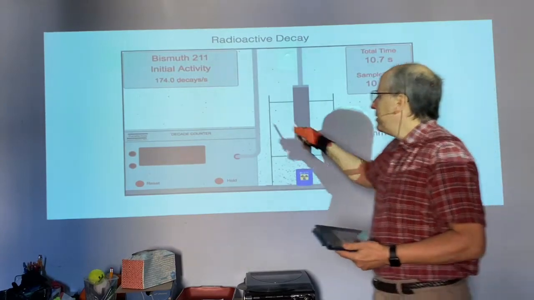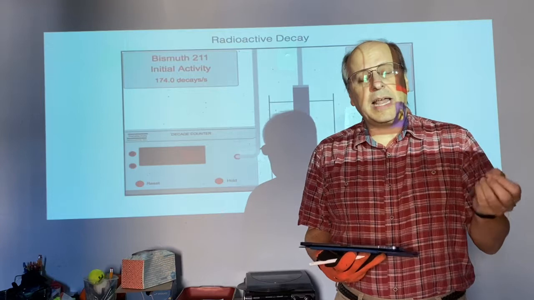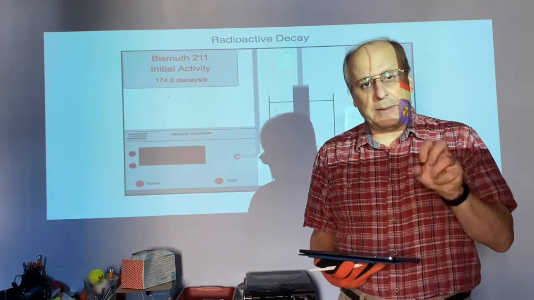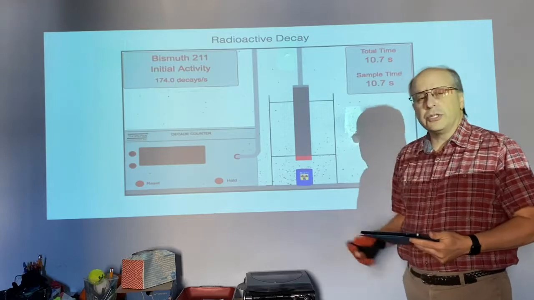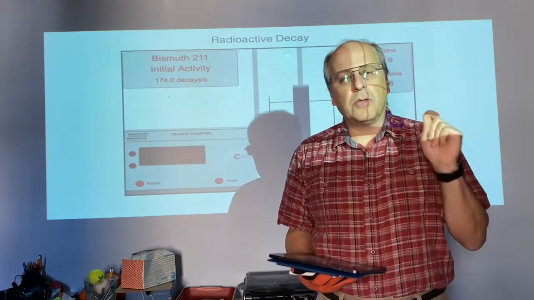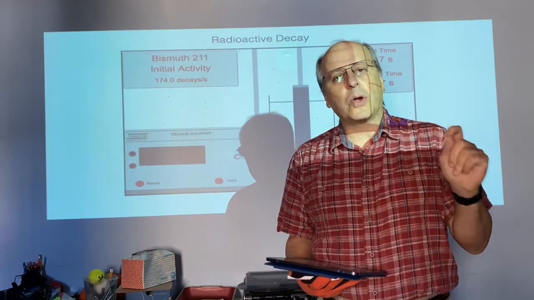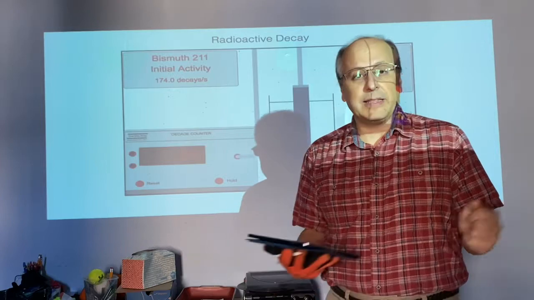We call activity the number of decays that happen per second to a sample. So if we had this barrel, the number of particles that shoot out in 1 second is called the activity. The more particles that shoot out, the more active it is. The fewer particles means it's less active.